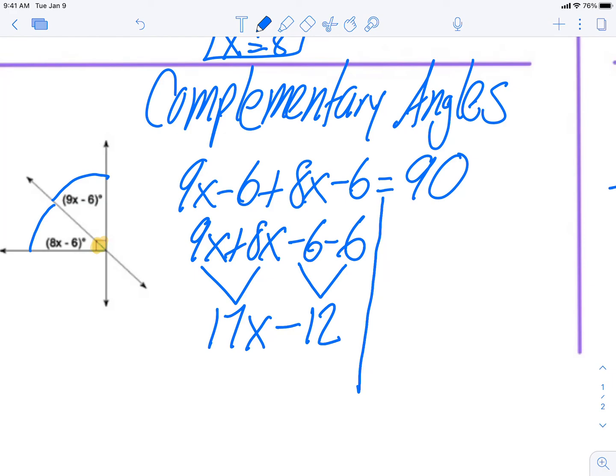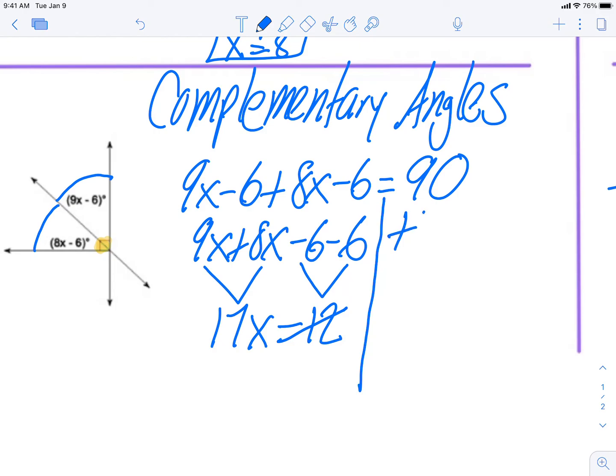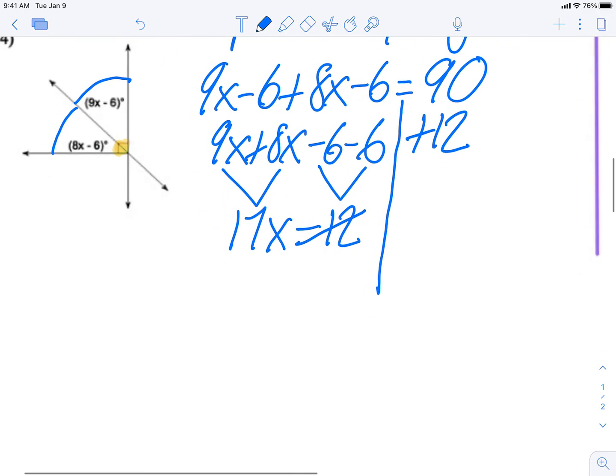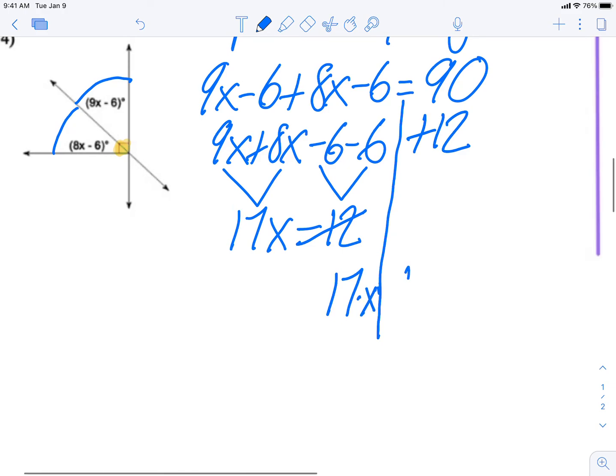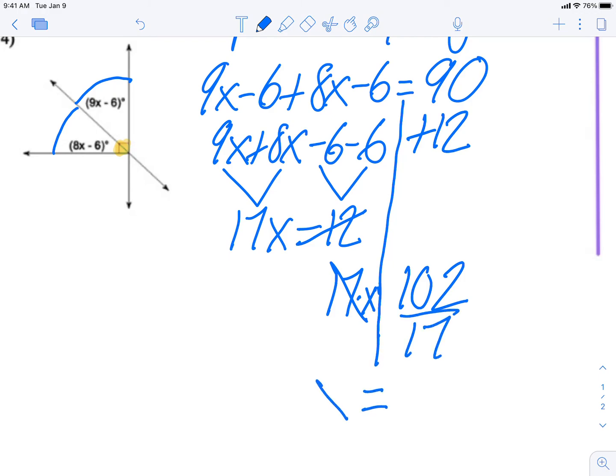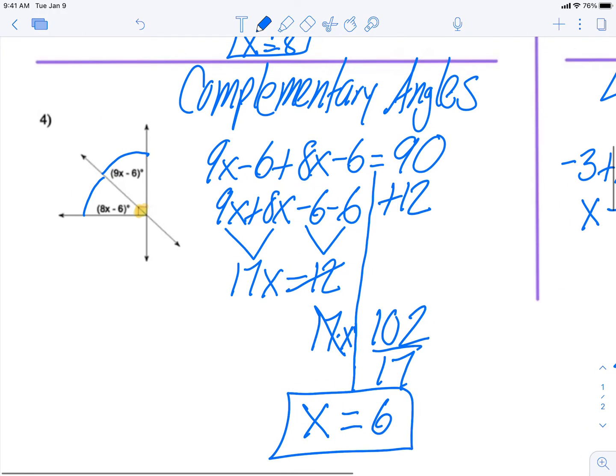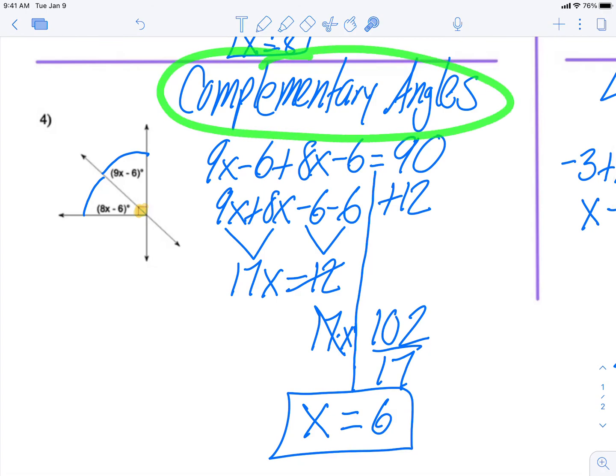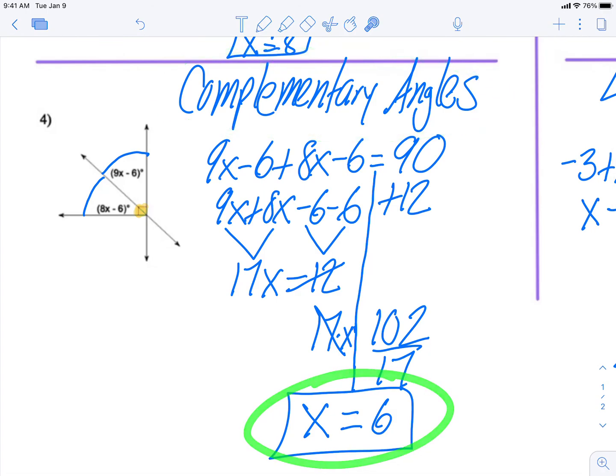But immediately, how many times have I said that in this video? I've got to add 12 here, right? So I get 17x here, still 17 times x. And I get 102. 90 plus 12 is 102. And the opposite of multiplying by 17 is dividing by 17. So I get x is equal to 6. So once again, I have named the relationship and I have solved for x.